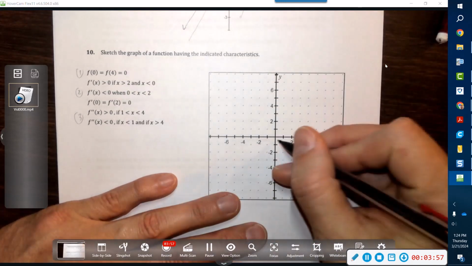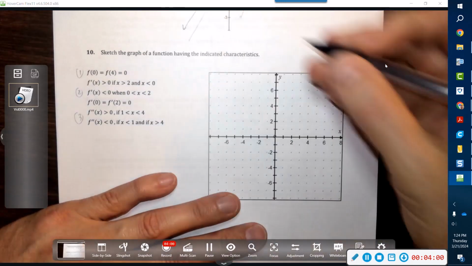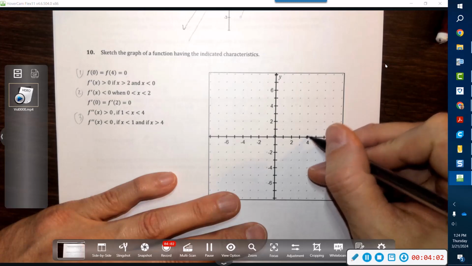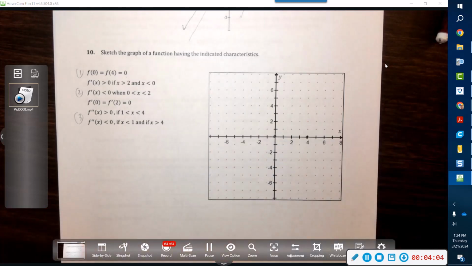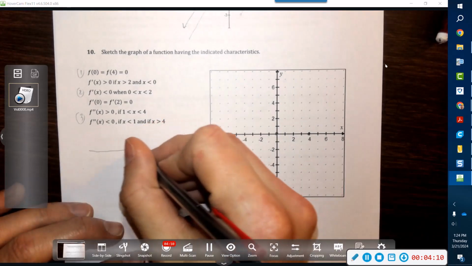f of 0 equals 0, and f of 4 equals 0. So those are given to us, so those have to happen. So let's go ahead and start with the first derivative.